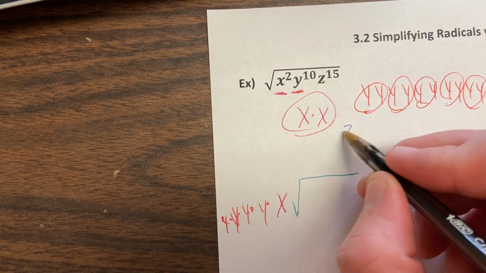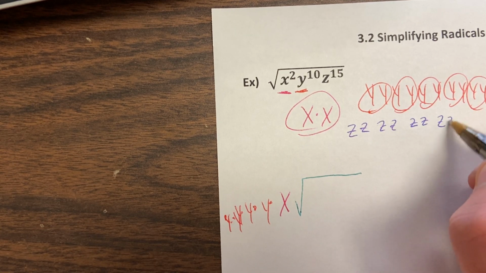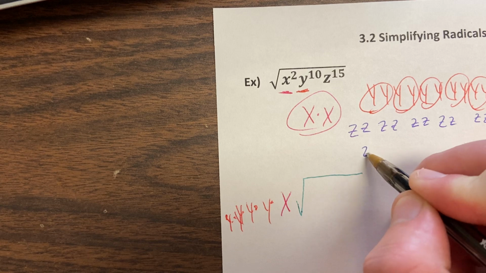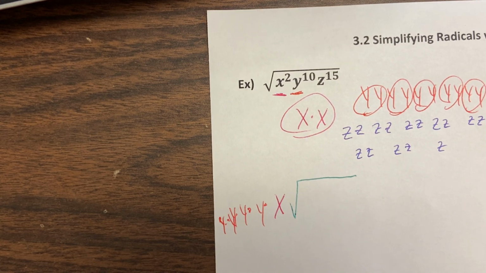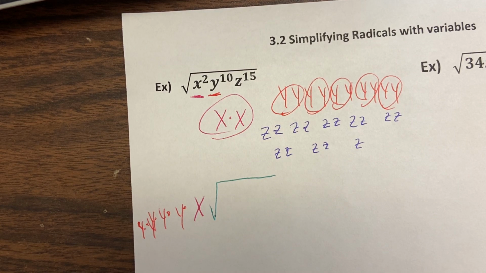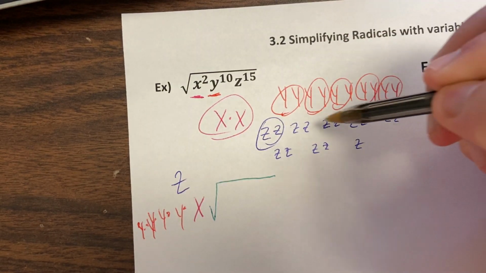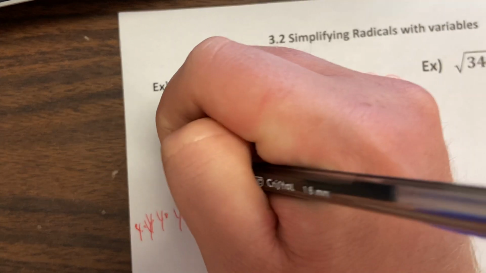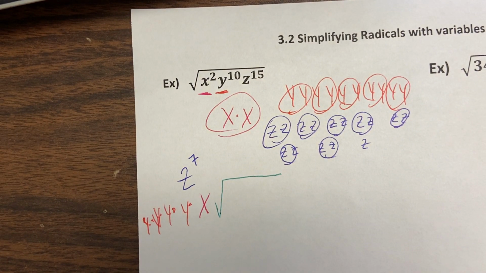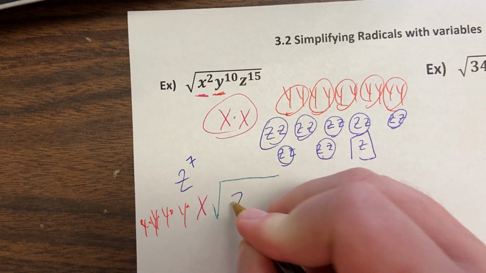So if we look at the z's, 1, 2, 3, 4, 5, 6, 7, 8, 9, 10, 11, 12, 13, 14, 15. I kind of helped this out because you may catch on to the pattern here. Look how many pairs of z's we have. 1 pair, 2 pair, 3 pair, 4 pair, 5 pair, 6 pair, 7 pairs of z's. We have 7 pairs of those perfect squares of z's, and we have one little loner z hanging out at the end.